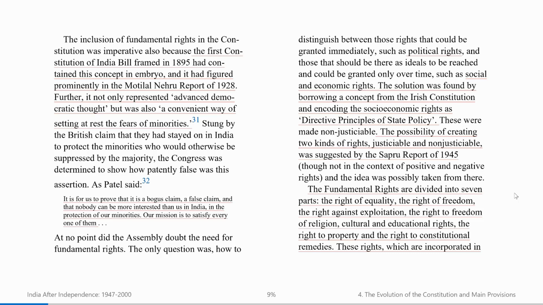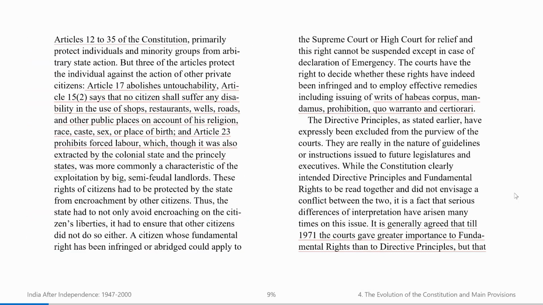Right? Then if we go into the fundamental rights, we have 7 parts. If you go into detail, I think fundamental rights is somehow the cornerstone or the conscience of the Constitution. Fundamental rights are divided into 7 parts: right to equality, right to freedom, right against exploitation, right to freedom of religion, cultural rights, the right to property, and the right to constitutional remedies. And these rights are incorporated in Articles 12 to 35, as I mentioned before.